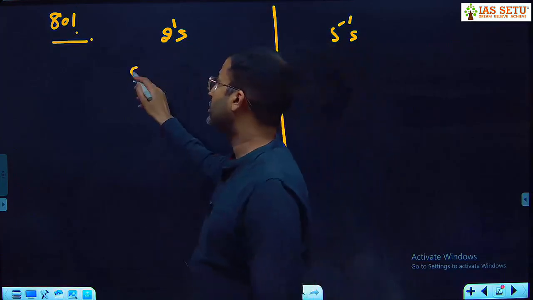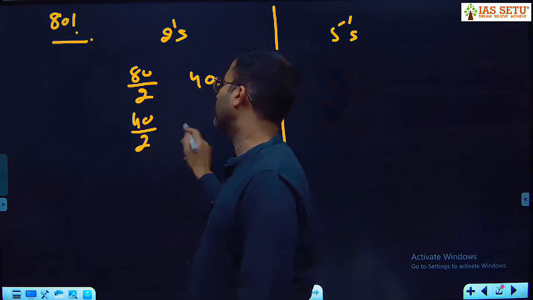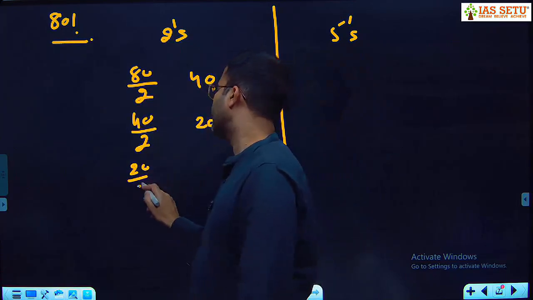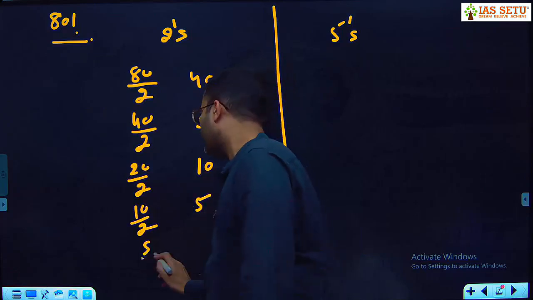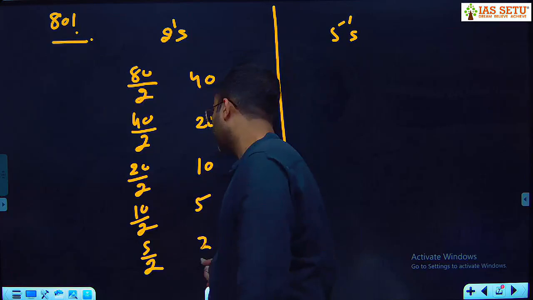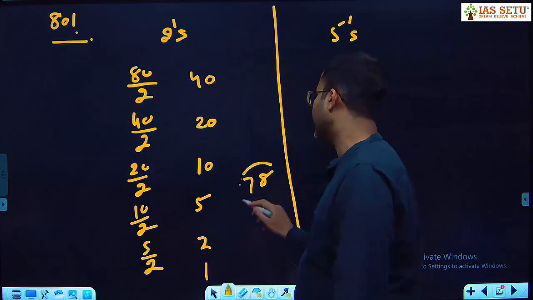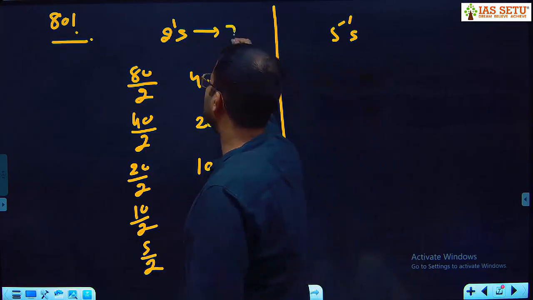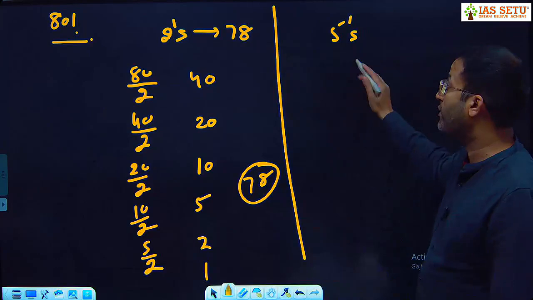How many 2s? 80 divided by 2, 40. 40 divided by 2, 20. 20 divided by 2, 10. 10 divided by 2, 5. 5 divided by 2, 2. 2 divided by 2, 1. So what you get? 60, 70, 78. How many 2s are there? 78. In 80 factorial, we will check how many 5s are there.